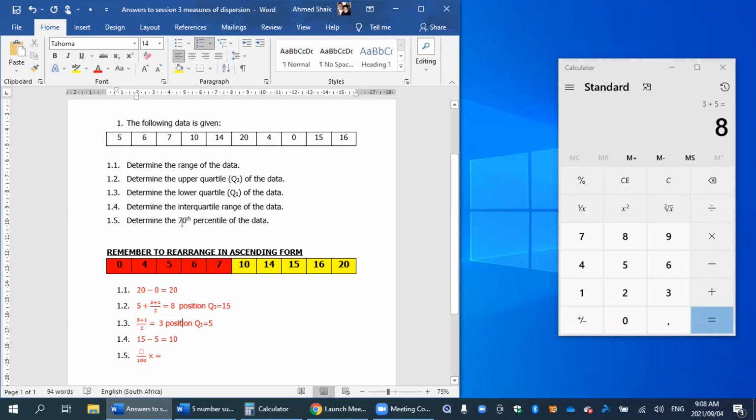1.5, determine the 70th percentile of the data. Remember, in order for us to calculate that, it's the percentile over 100 times the number of values in that data set. So let's put in our percentile, that's 70, and we already calculated how many values we have in this data set, which is 10. Let's work that out.